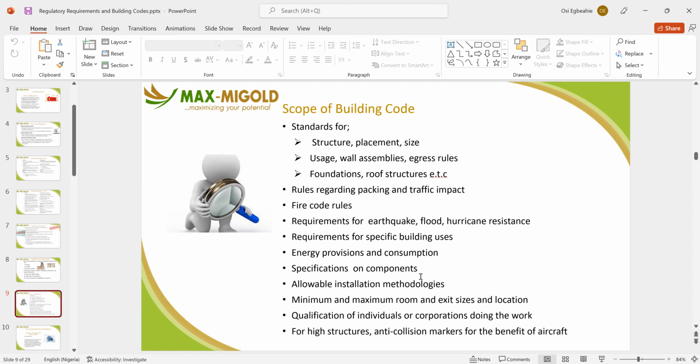And the door requirement for those areas is normally a 900 door, to ensure that furniture and people can go out of the door. They also look at the location of the building, how you locate the building, so that you have adequate parking and vehicles can go in and out of the building. Qualification of individuals or corporations doing the work. Normally, the qualification of the contracting firm is checked, to ensure that people that are doing the work are of the minimum required standard.